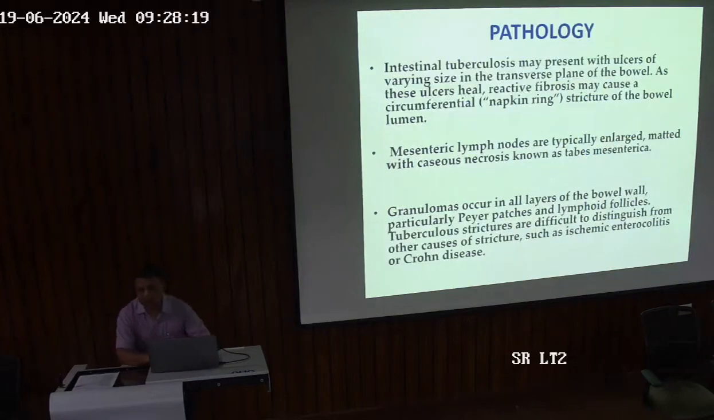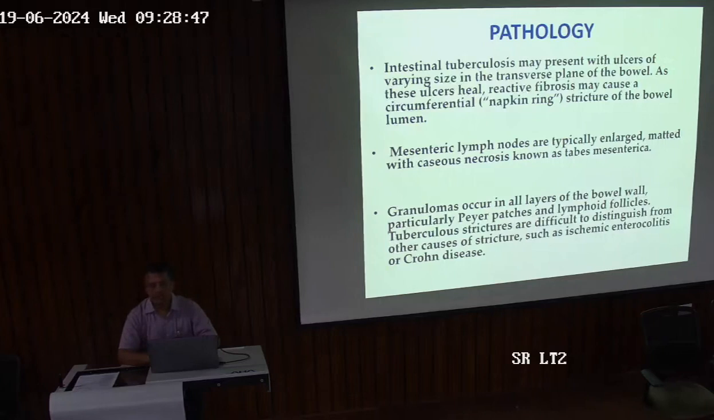So what happens by this lesion? They can form an ulcer, and the quality of the ulcer is that it is in the transverse plane of the bowel. The other ulcer can be in the longitudinal plane. If it is transverse and is healing by fibrosis, there will be constriction of the wall, which will produce the intestinal obstruction.